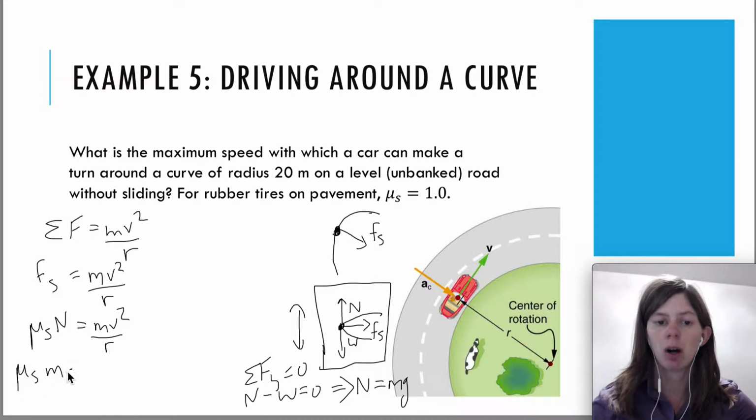Because remember, this is not always the case. You always have to solve for normal force to know what it is. It's not going to be equal to the weight by default. And now we see that the mass cancels out, which is why we were not given the mass of the car.